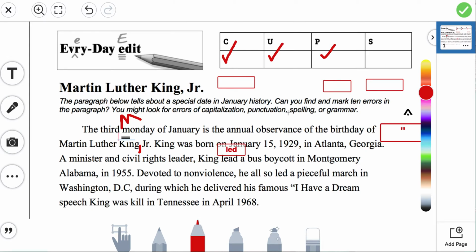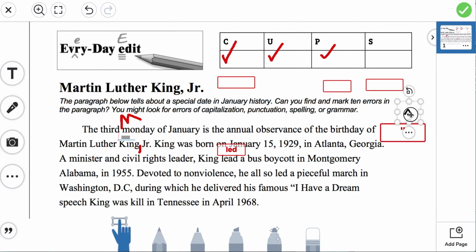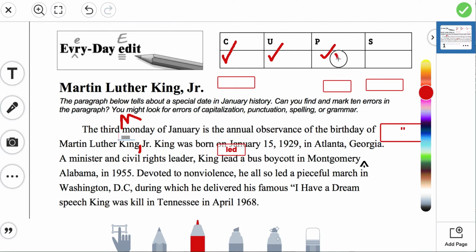Then let's look here. Bus boycott in Montgomery, Alabama. Now there's a rule. Whenever you have the city and the state, there's something that always goes between the city and the state. So we need to move our comma icon. We need to insert a comma right there in between the city and the state. And that is a punctuation error. So far we have 4 errors down, 6 more to go.